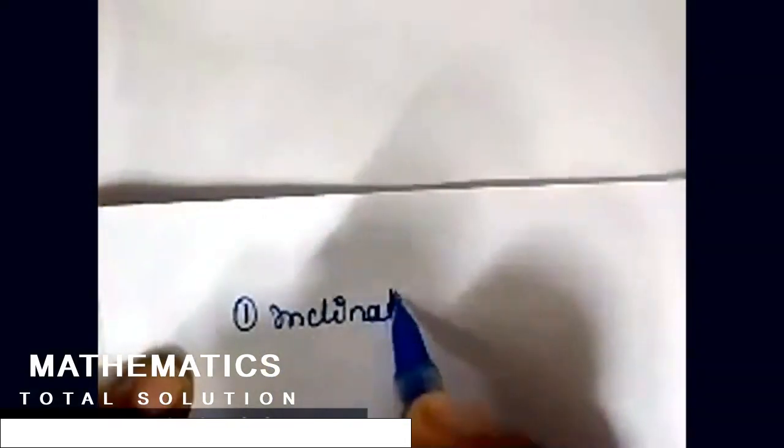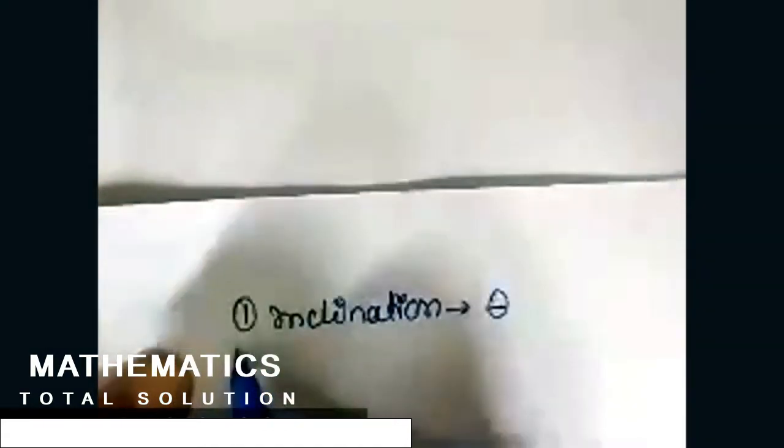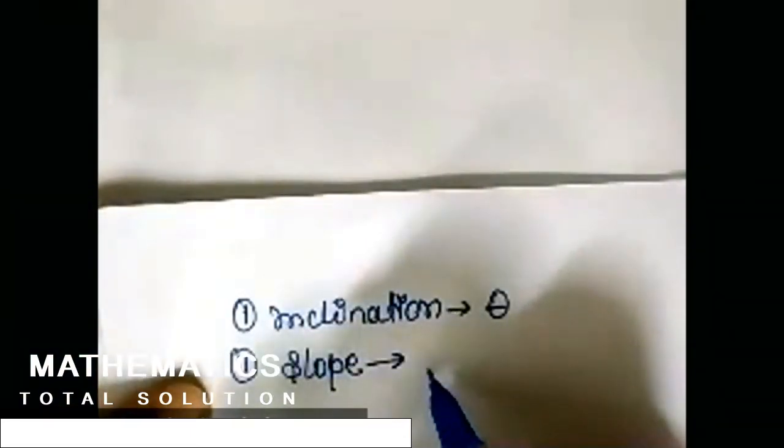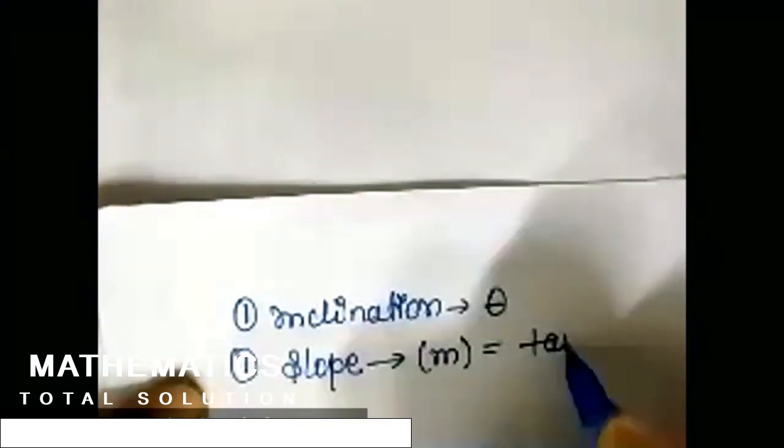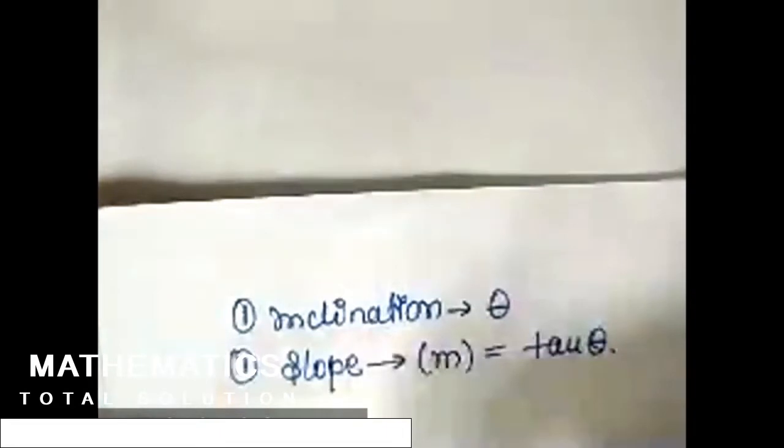So yesterday we started what? Equation of a straight line. Now there we discussed inclination, and I told you inclination is denoted by theta. Then we discussed the slope, and slope is denoted by what? M, and its value is tan theta, tan of the inclination.